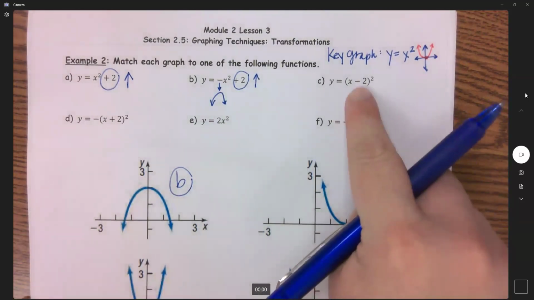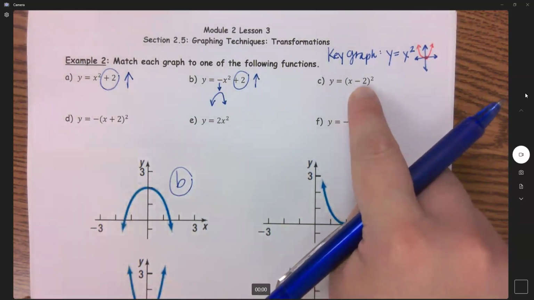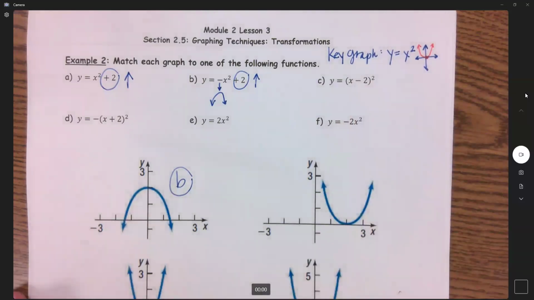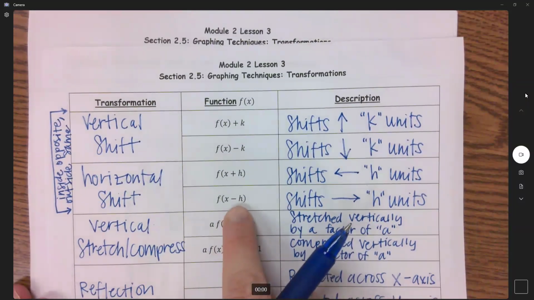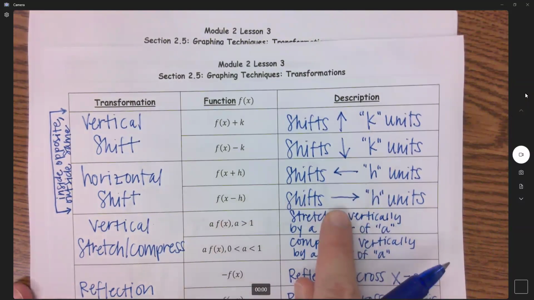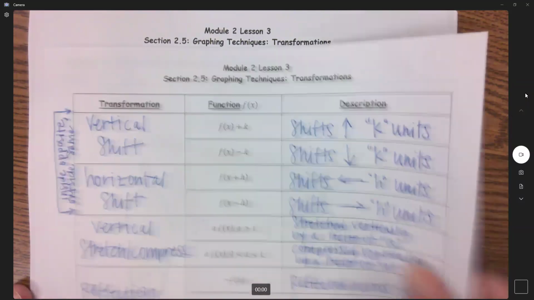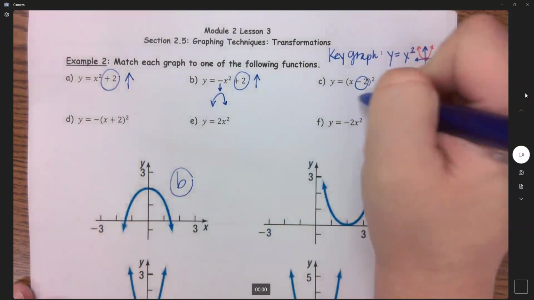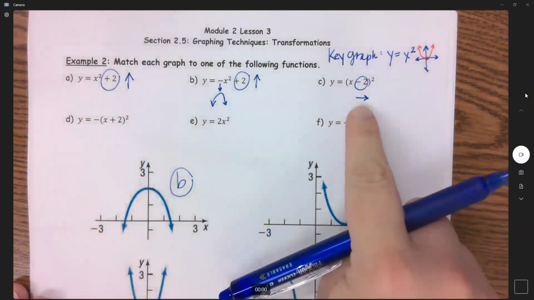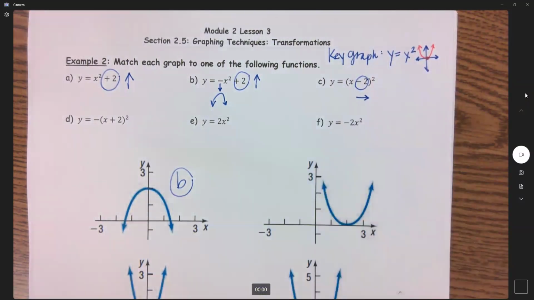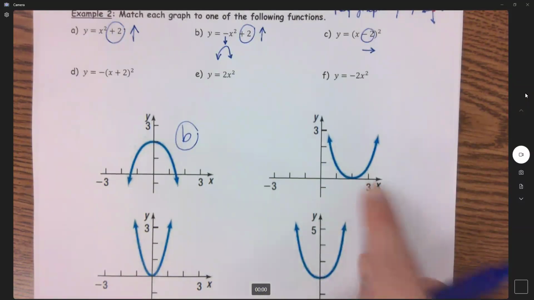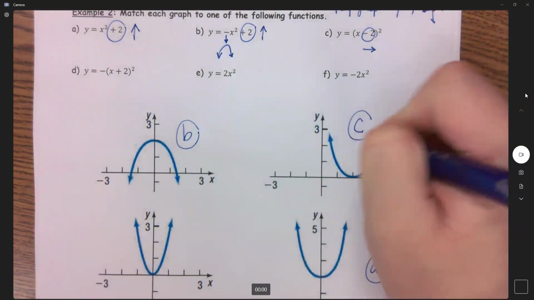Okay, now we have a minus 2 inside of that function because of those parentheses. So when it is inside and it is a minus, that moves it to the right 2 units. Inside opposite, we think of that as going to the left, but it is to the right. So that looks like this one right here.